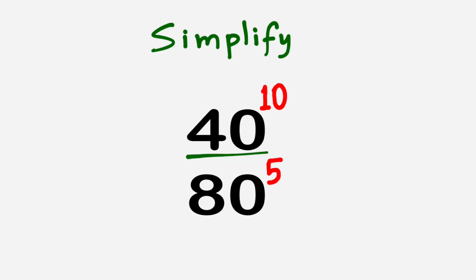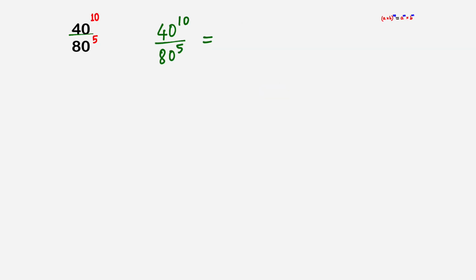Let us simplify this nice problem which has exponents. So our purpose is to find the solution where we will have only the numbers and not any powers or exponents. Now the given expression 40 raised to the power 10 divided by 80 raised to the power 5 can be written as (4 into 10) raised to the power 10 divided by (8 into 10), the whole raised to the power 5.